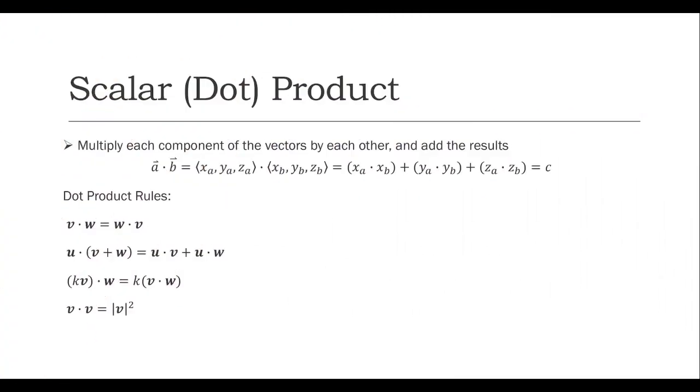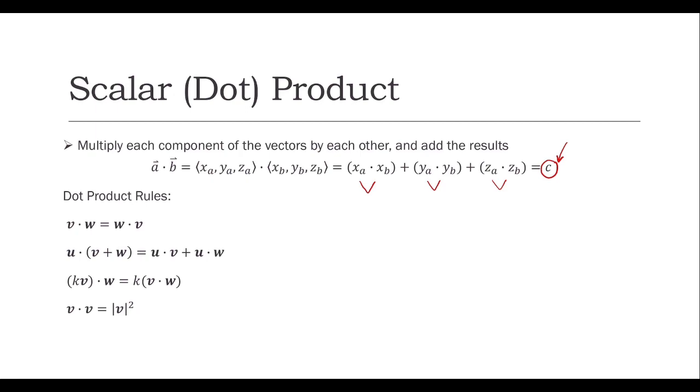First, we have the scalar or dot product. For this, you multiply each component of the vectors by each other and then add the results. So you'd multiply the x values by each other, the y values, and the z values, and you would add each of those results to get your final constant. That would be an answer.